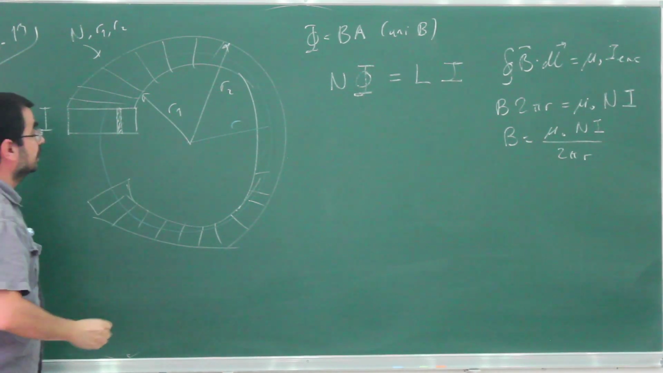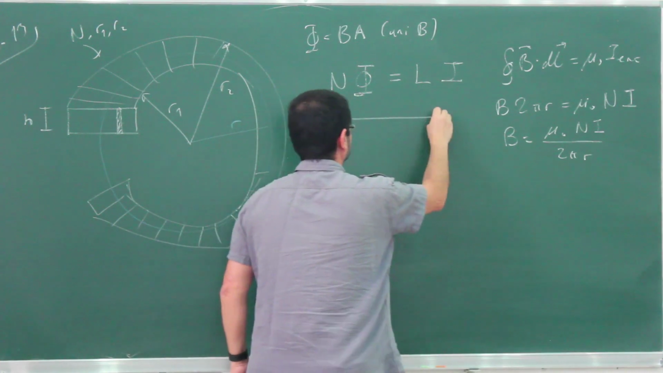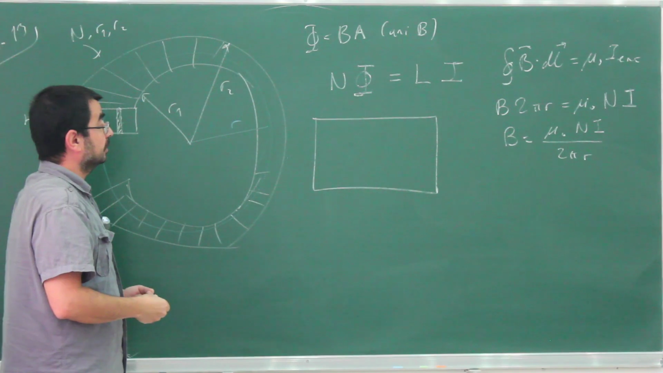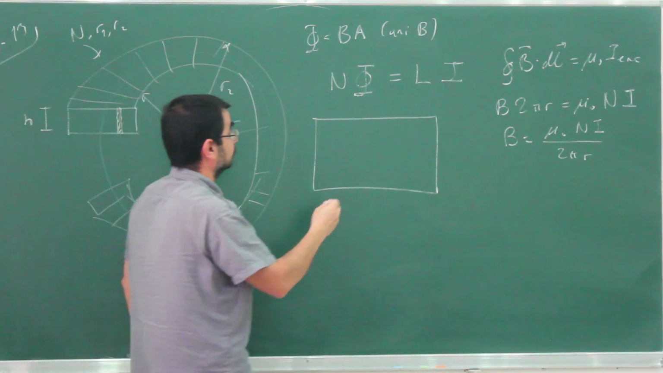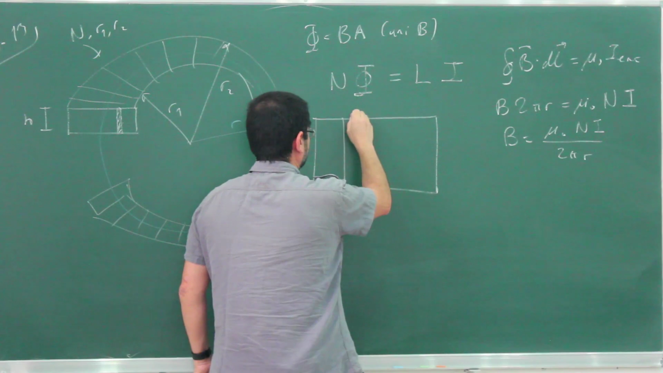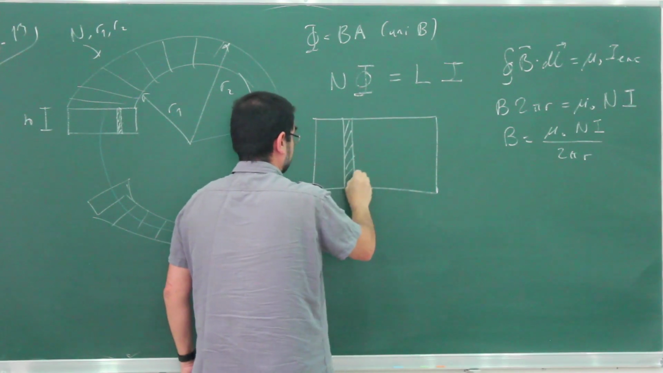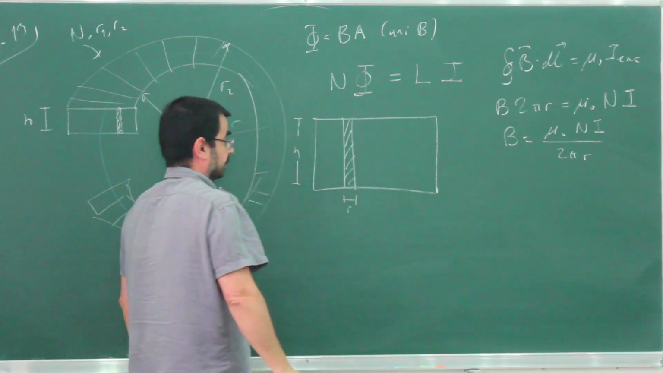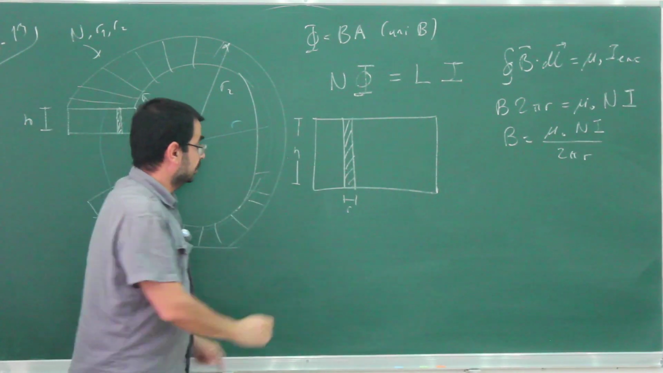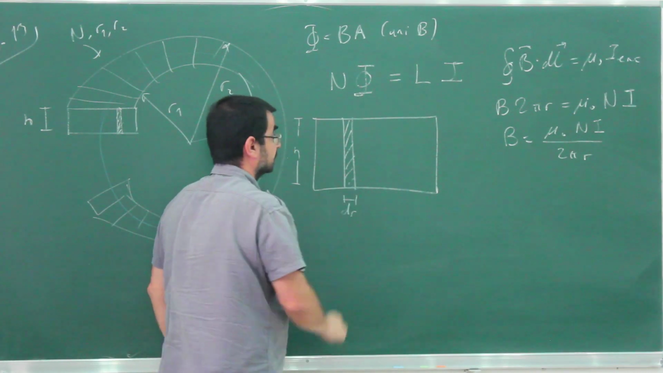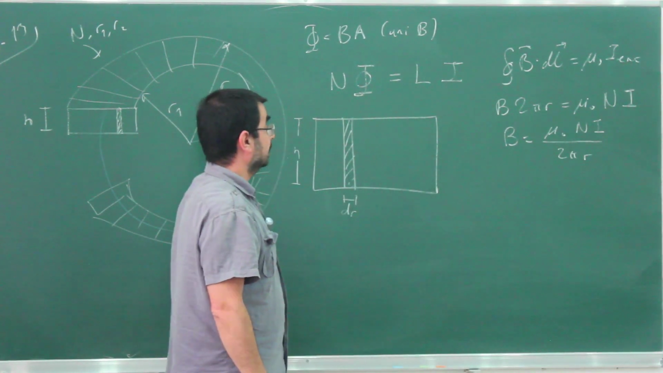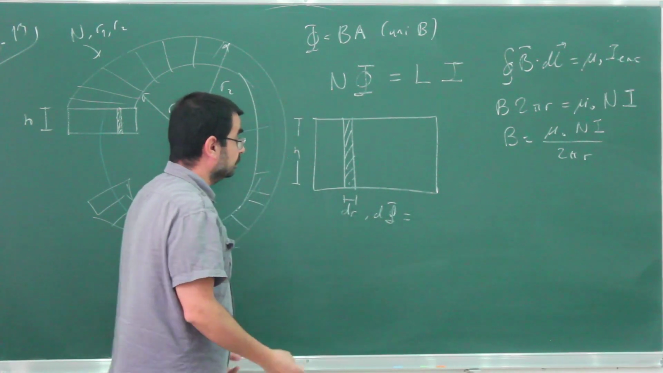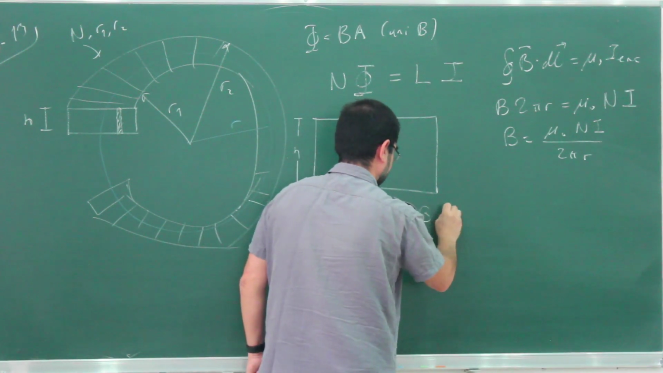So I'm going to redraw that rectangle here. By the way, this is very similar to the previous suggested problem in this chapter, so you can also check that out. I'm going to have a little strip like this. This is H, and this is going to be dr. And the magnetic field at this point is going to be given by that. So there's a little magnetic flux corresponding to this. What is that? That is B times dA.